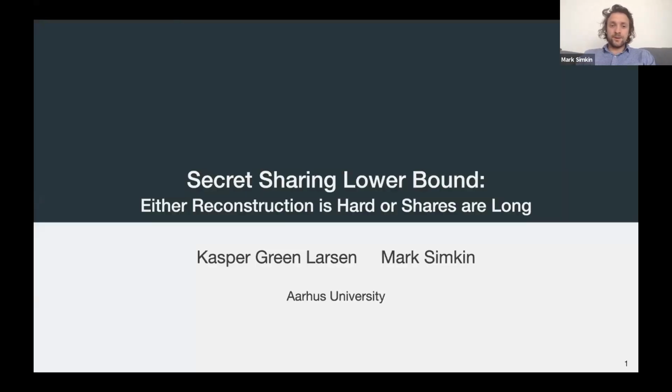Thank you for the introduction. So this talk is about secret sharing lower bounds, and what we show is that either the reconstruction will be hard or the shares are long if one considers the most general setting. This is joint work with Casper Green-Larsen, and we're both from Aarhus University.